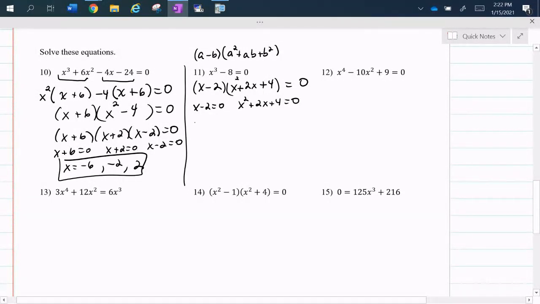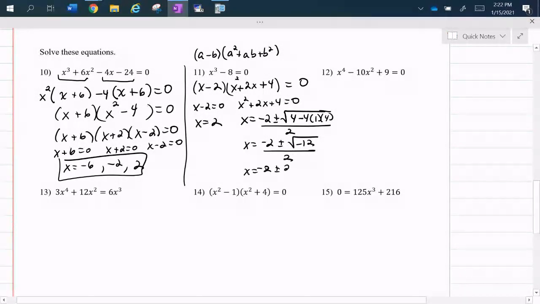So this is the case where we get 2, but we also get a trinomial we can't factor, so we have to use the quadratic formula. So I'm going to say x equals negative b plus or minus the square root of b squared minus 4ac all over 2 times a. So negative 2 plus or minus the square root of 4 minus 16, which is negative 12, all over 2. Negative 2 plus or minus 2i square root of 3 all over 2.